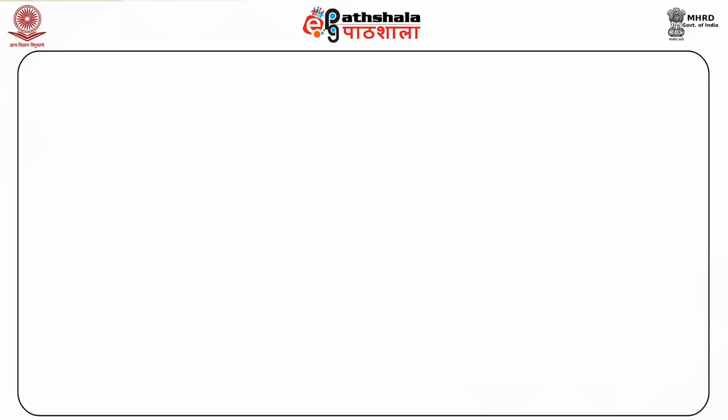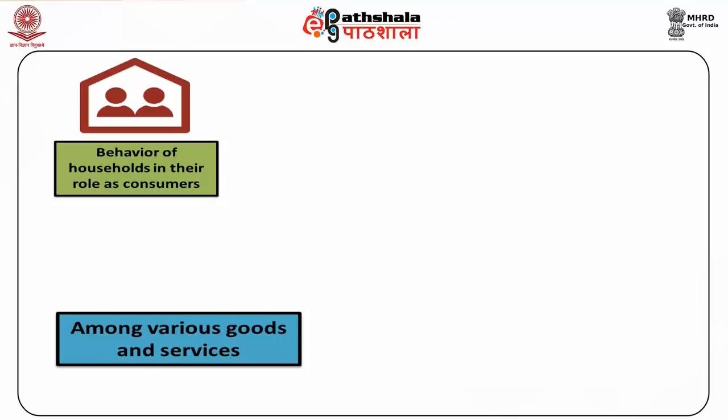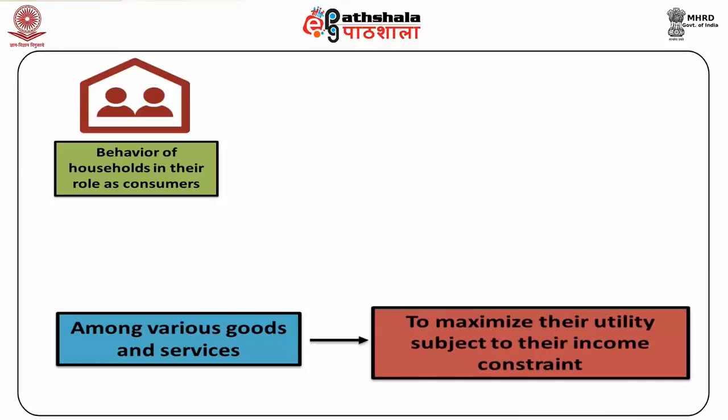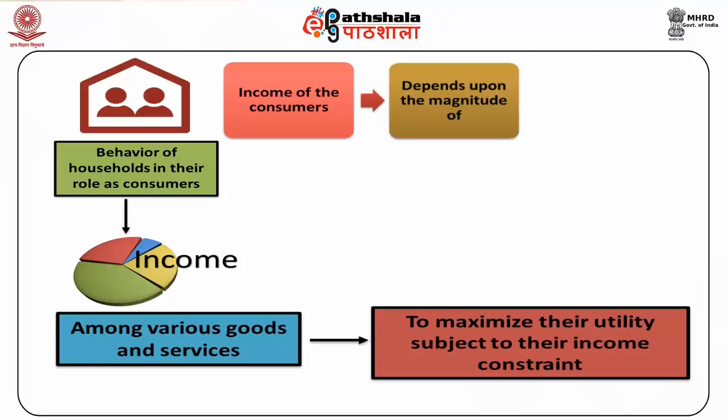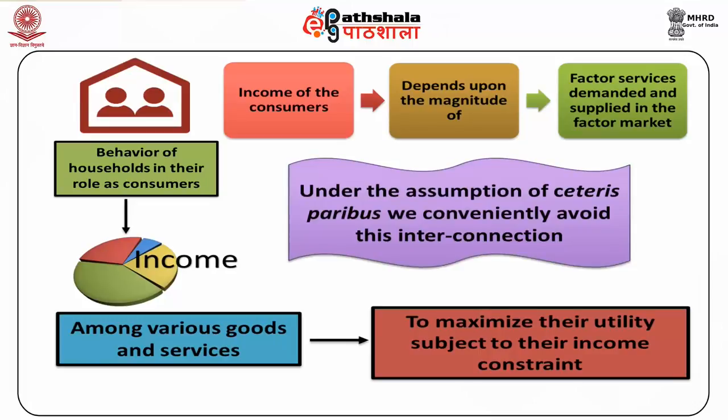For example, when we study the behavior of households in their role as consumers who allocate their income among various goods and services so as to maximize their utility subject to their income constraint, we conveniently assume that the income is given. Income of the consumers depends upon the magnitude of factor services demanded and supplied in the factor market. Under the assumption of ceteris paribus, we conveniently avoid this interconnection. Thus, we are able to isolate the study of consumer behavior from other parts of the economy.